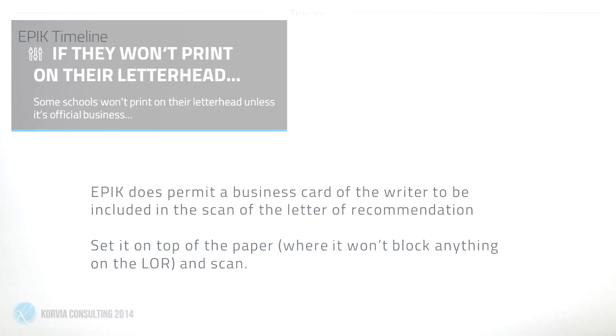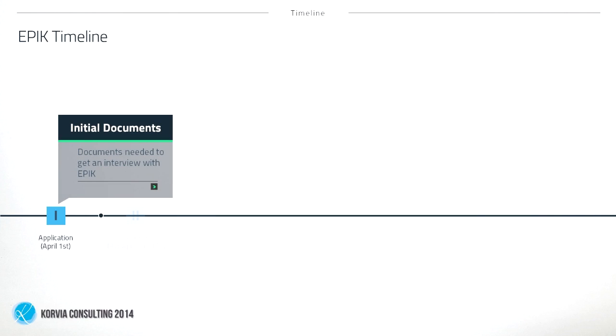Okay. And so finally, let's go over the EPIK timeline. You ever see those maps in malls where it says, you are here? We're at the very beginning stages. We're at the application process, and we're doing the initial documents, okay? That's needed to get an interview with EPIK. Next, if everything checks out, is going to be your interview. That's going to be between mid-April and mid-May. Then after your interview, you'll get your interview results and see if you passed or not.